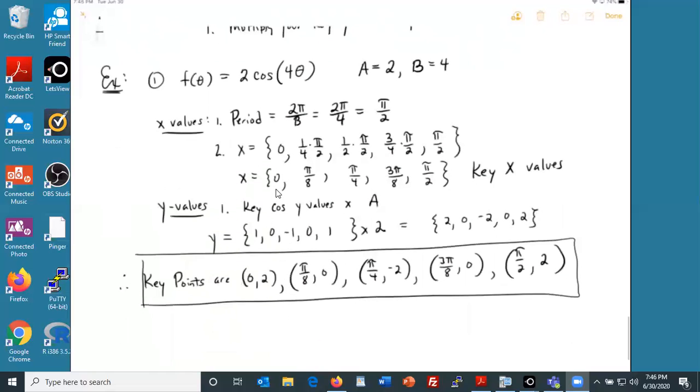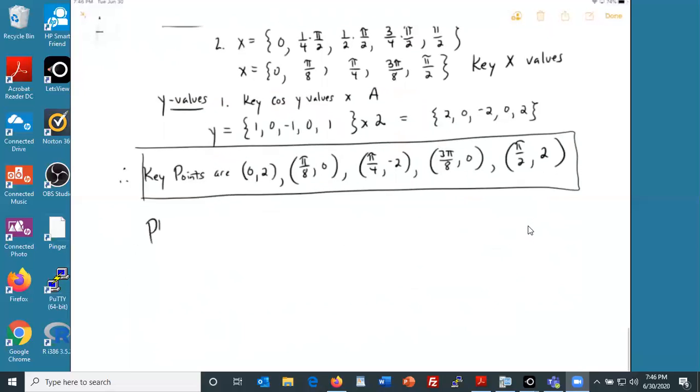So how did I put that together? I paired together the first number in each of the key values. So I paired together the first number in x and the first number in y. So that was 0 and 2. Then I paired together the second number in each set, pi over 8 and 0. Then the third number, pi over 4 and -2. Then the fourth number, 3 pi over 8 and 0. And the last number in each set, pi over 2 and 2.